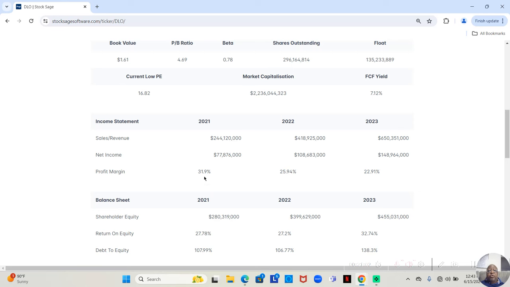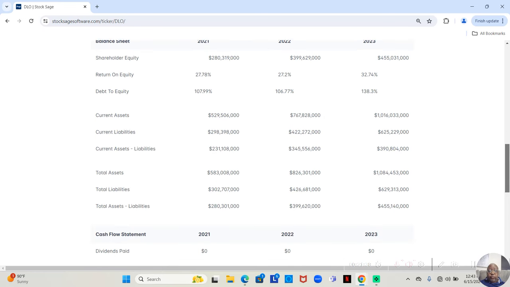In 2021, it was a 31.9% profit margin. 2022 was a 25.94% profit margin. And 2023 was a 22.91% profit margin. And if you remember on the home page of the app, we put on the filter to find stocks that had profit margins above 20%. And you see all these profit margins were above 20%.